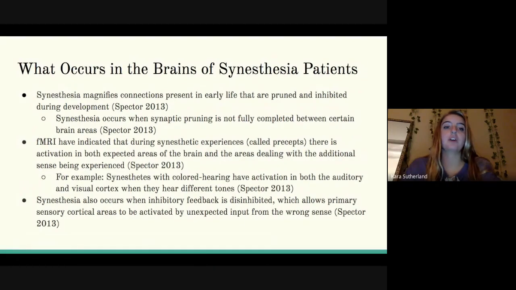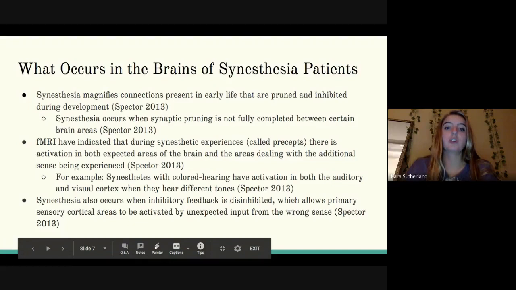So a lot of fMRI results have indicated that during synesthetic experiences, which they call percepts, there is activation in both expected areas of the brain and the areas dealing with the additional sense being experienced. So going back to the colored hearing example, they're hearing a word, and so that's using their auditory cortex to process that. But because they're seeing color, there's activation in their visual cortex as well. Whereas in a normal human who doesn't have synesthesia, the visual cortex wouldn't be activated when somebody is just hearing a word.